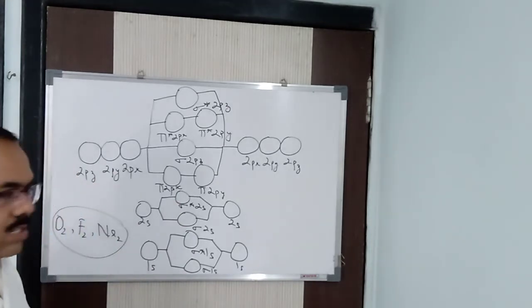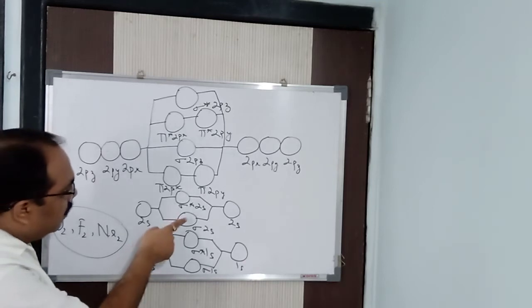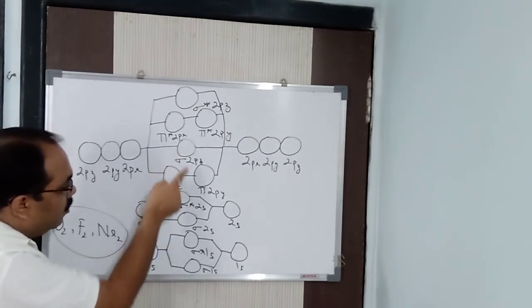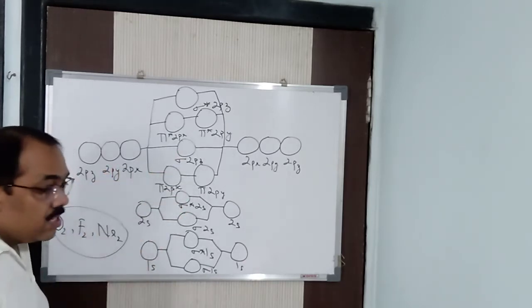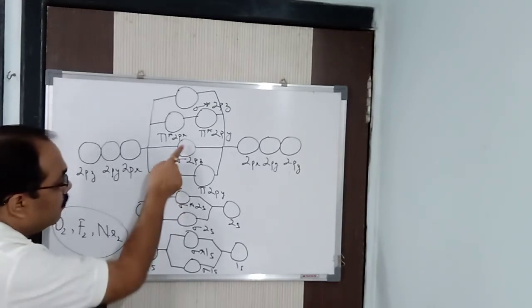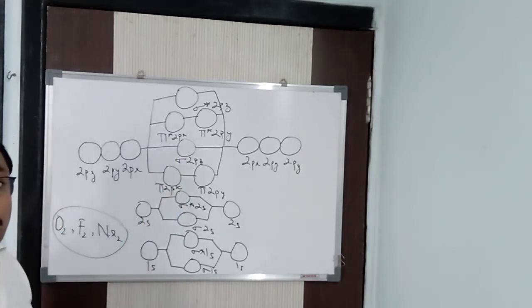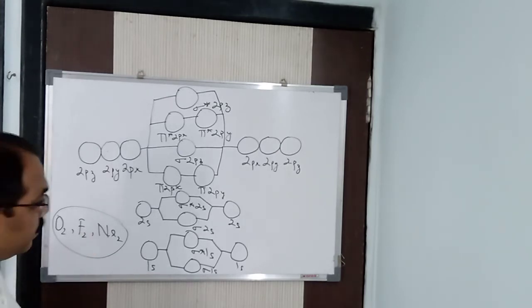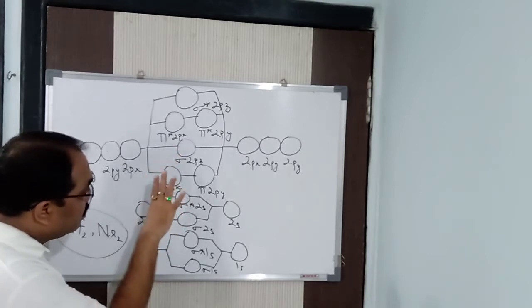Reason number 2, listen carefully. Reason number 2 is the difference between sigma 2s and sigma 2pz. The difference between what? Energy. The difference between the energy of sigma 2s and sigma 2pz is quite small. In case of lithium, beryllium, boron, carbon, nitrogen, we can say that. All other molecules except these three. The difference between this and this is quite small.